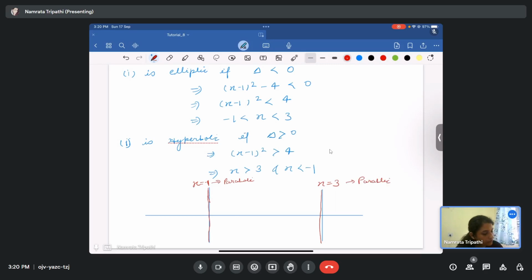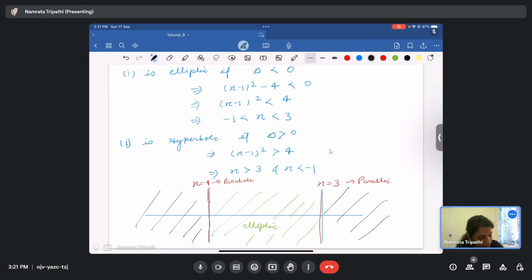And when the value of x is in between minus 1 to 3, that means this region, then it will represent elliptic. Fine. And when the value of x is greater than 3 or less than minus 1, then in this region the equation will represent hyperbolic.